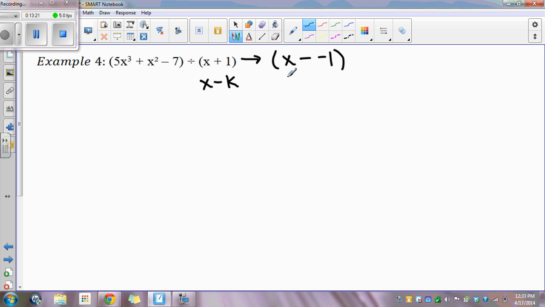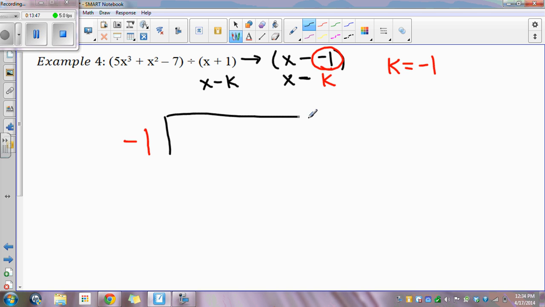So our x's, here's our x from the formula. There's our minus, which means that our k is including that other negative. So k is negative 1. Now set up your synthetic division. Negative 1, k, goes on the outside. And on the inside, we get rid of the x's and just keep the coefficients. A positive 5, a 1, and a negative 7.